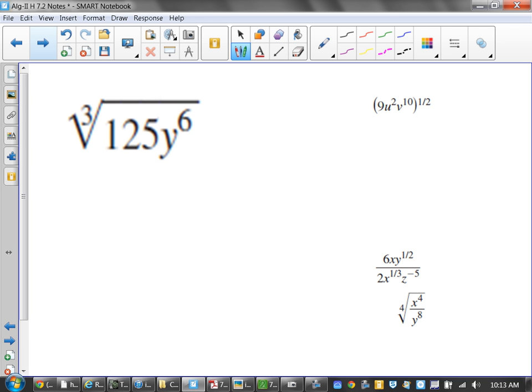If I take the cube root of something with a variable and a number, you're going to take the cube root of both parts. And you're going to be very, very pleasantly surprised at how easy this works. All right, what's the cube root of 125? 5. How many times does 3 go into 6? 2. Any left over? No.